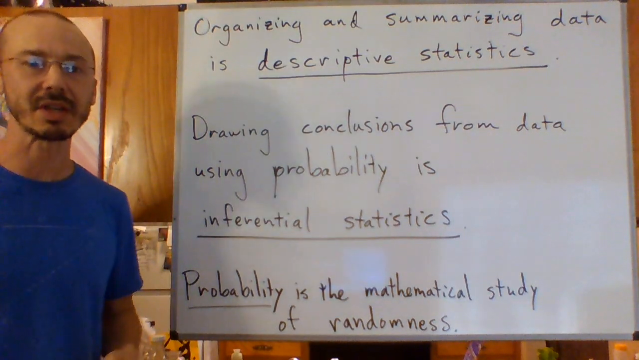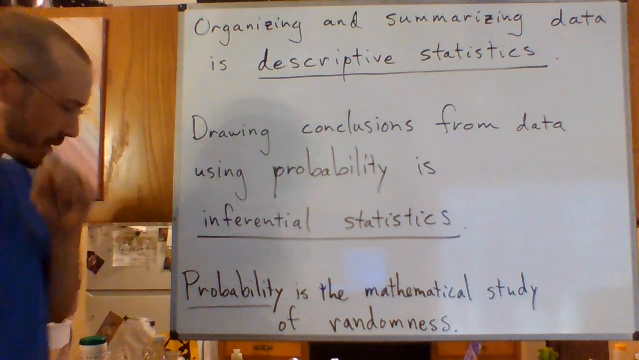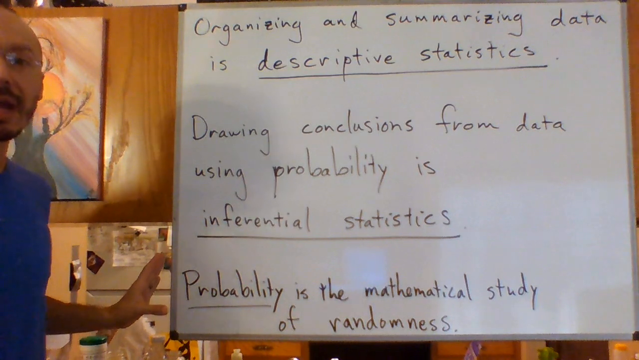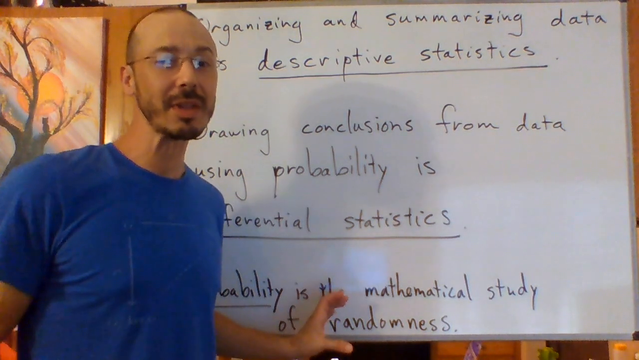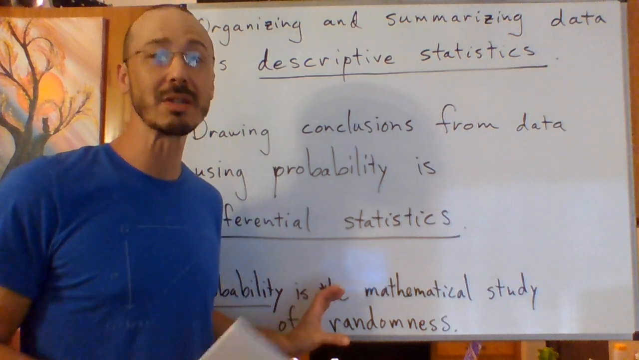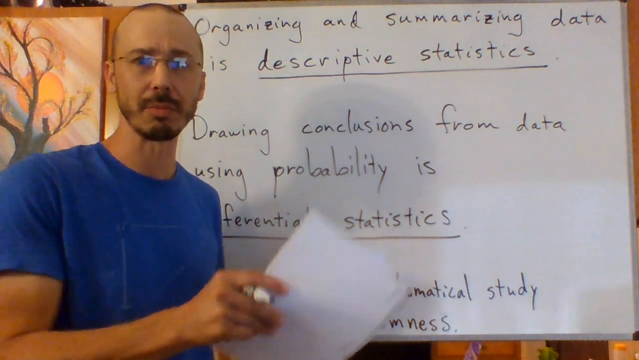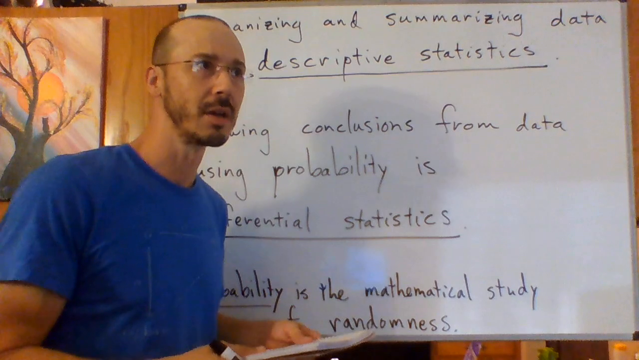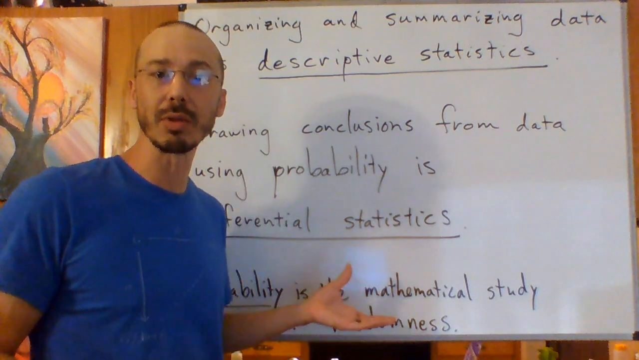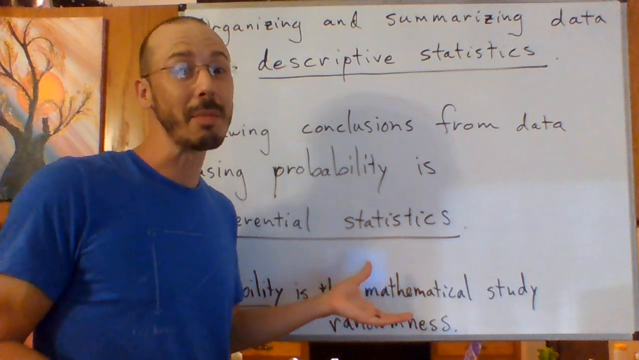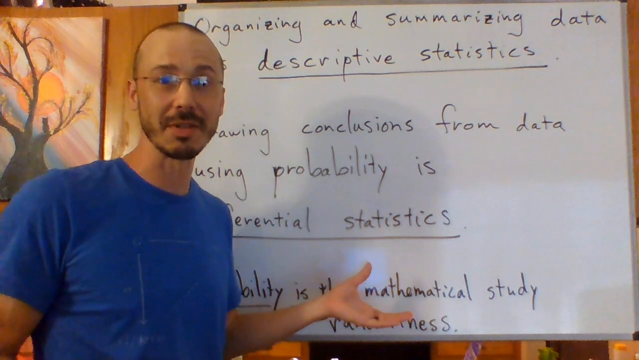So the mathematical study of randomness is what we call probability. And it's a slippery thing to study. So it's random. That means there's no patterns in it. Random, messy or unformed, unrecognizable organization. But mathematics is the study of patterns.